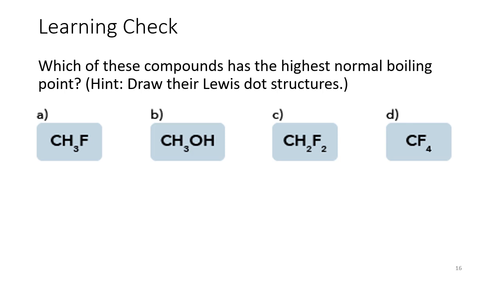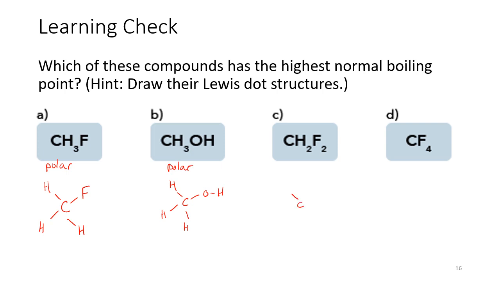Which of these compounds has the highest normal boiling point? Let's draw their Lewis structures. A, CH3F. Carbon is the central atom and there's 4 things around it. It's going to be tetrahedral, but since all 4 things are not identical, it's going to be a polar molecule. In B, we have CH3OH. We're going to have carbon with 3 hydrogens and 1 OH bond. This is also going to be a polar molecule.